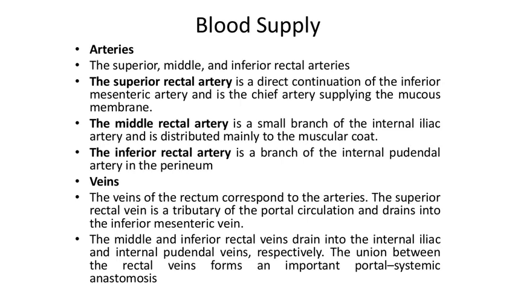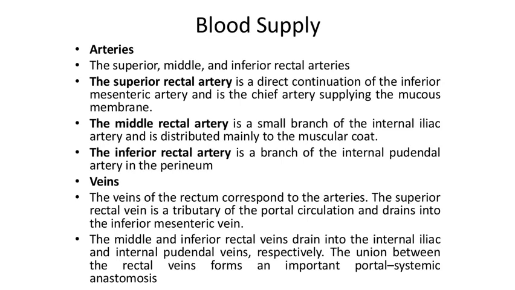Blood supply of the rectum: the superior, middle and inferior rectal arteries. The superior rectal artery is a direct continuation of the inferior mesenteric artery and is the chief artery supplying the mucous membrane. The middle rectal artery is a small branch of the internal iliac artery and is distributed mainly to the muscular coat. The inferior rectal artery is a branch from the internal pudendal artery.